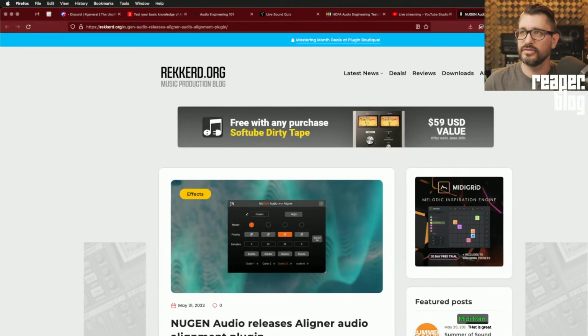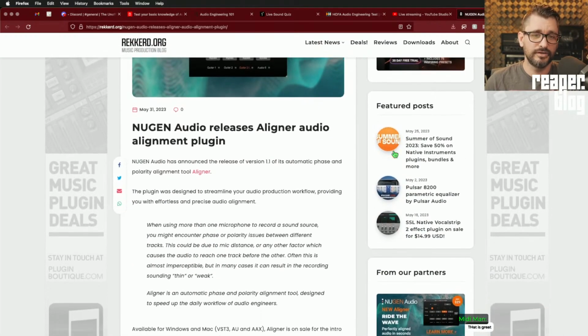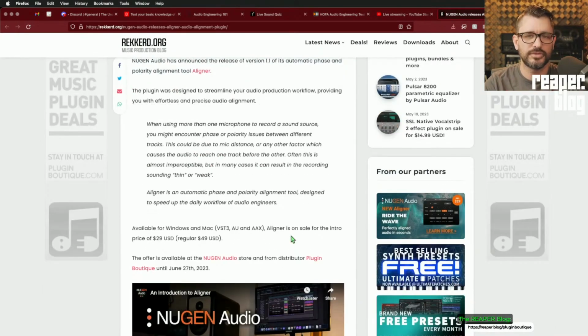All right, so a little bit of news that caught my attention this week. Nugen Audio releases Aligner audio alignment plugin designed to streamline your audio production workflow, providing effortless and precise audio alignment. When using more than one microphone to record a sound source, you might encounter phase or polarity issues between different tracks. This could be due to mic distance or any other factor which causes the audio to reach one track before the other. Often this is almost imperceptible, but in many cases it can result in the recording sounding thin or weak. Aligner is an automatic phase and polarity alignment tool designed to speed up the daily workflow of audio engineers.